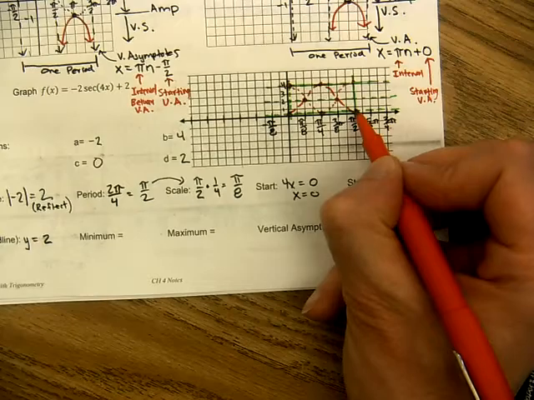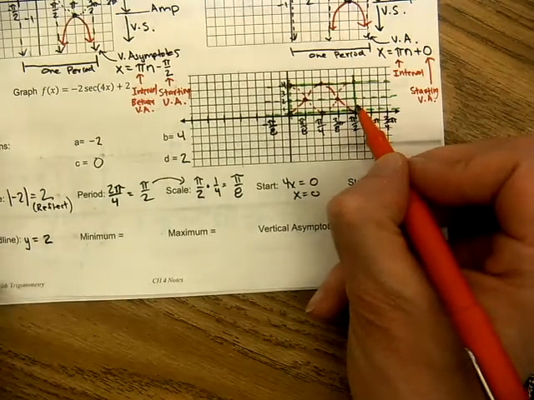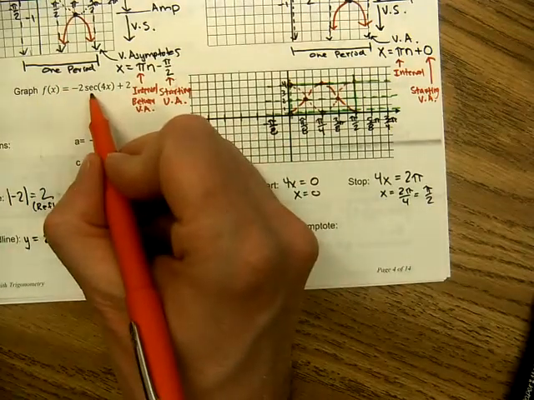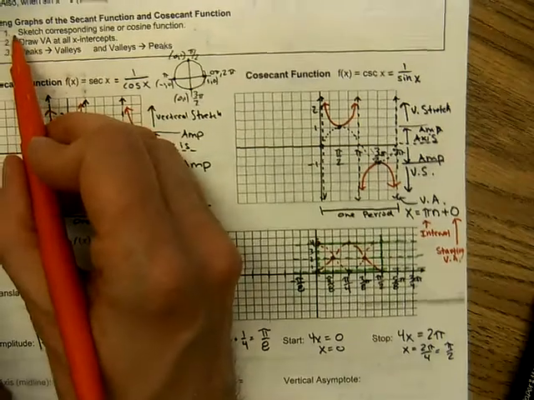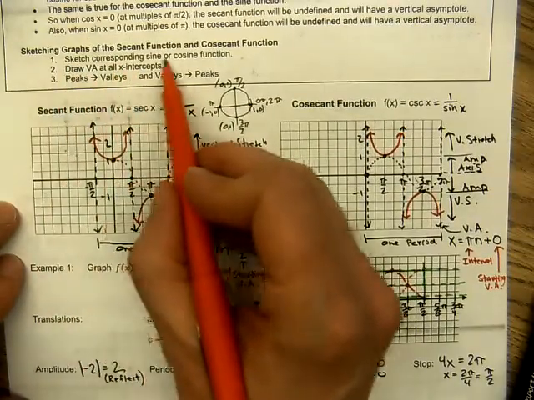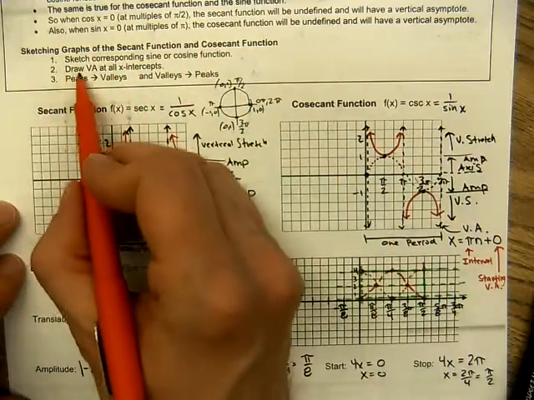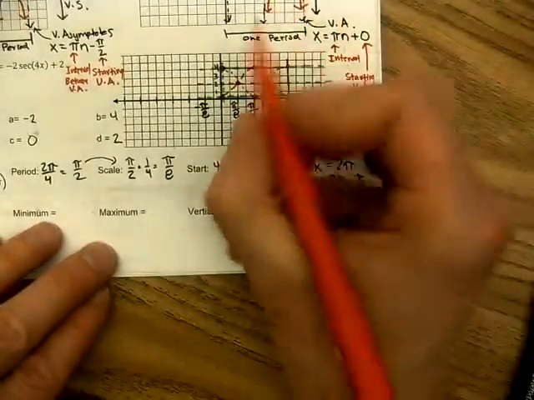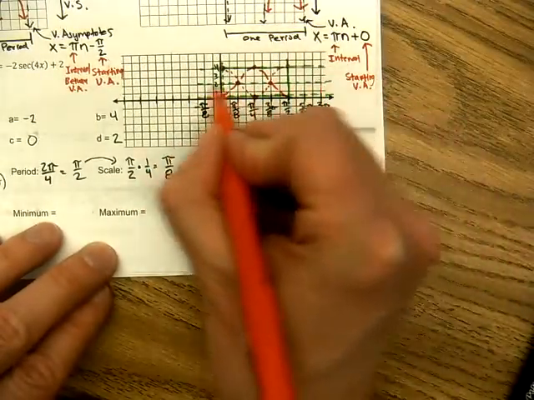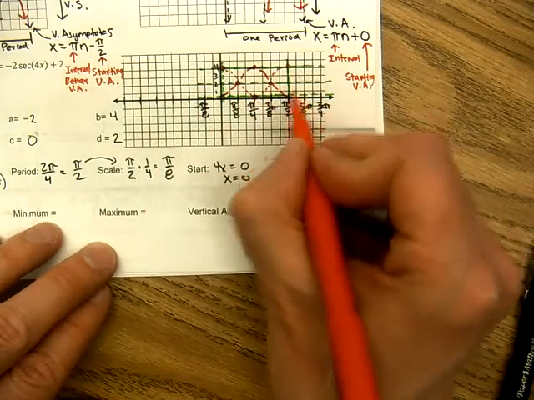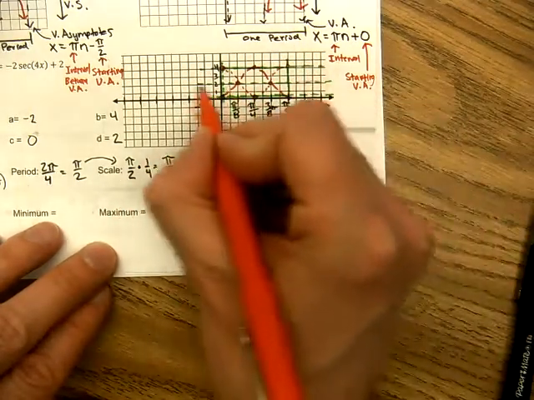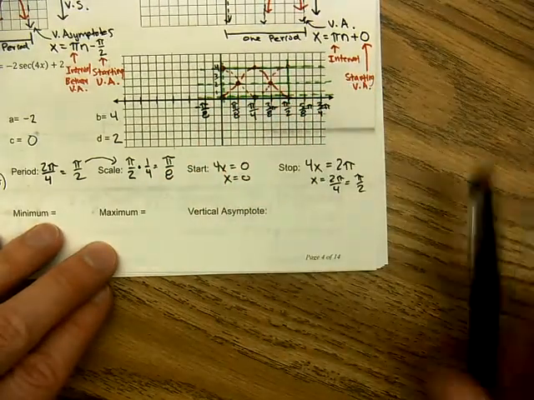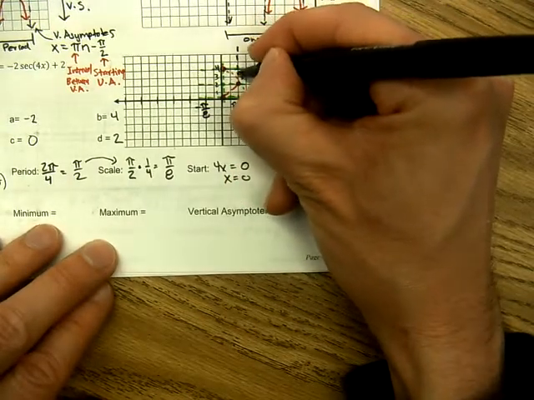Now from here, we're almost ready to graph our secant function. What we've done up to this part is we've graphed this entire equation as if it were just a cosine curve. So that's what we did here in step 1. We sketched the corresponding cosine function. Next, we're going to draw the vertical asymptotes at all of those x-intercepts. Now, when we say x-intercepts, what we mean is where does my cosine curve cross the midline? This is my axis. So we're not talking about the horizontal axis, we're talking about the midline of the cosine curve. So that's these 2 points, here and here. So that's where I want my vertical asymptotes to go.